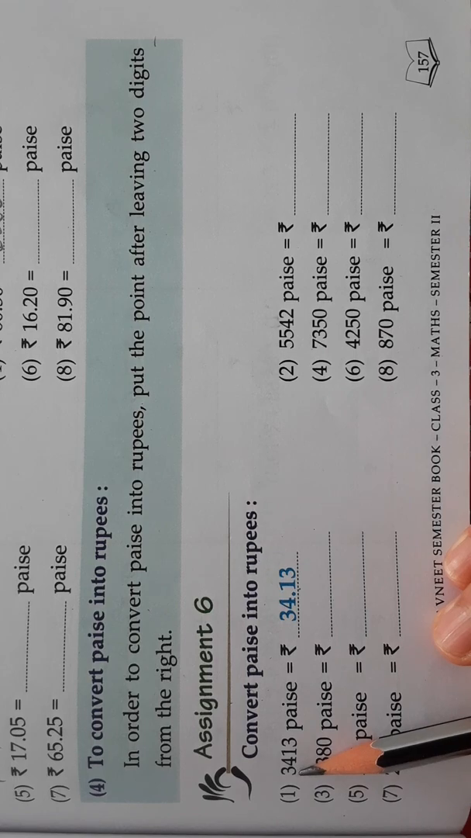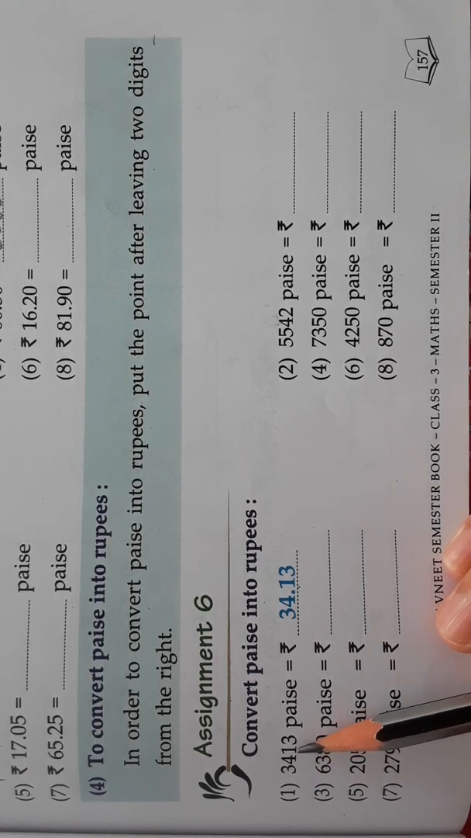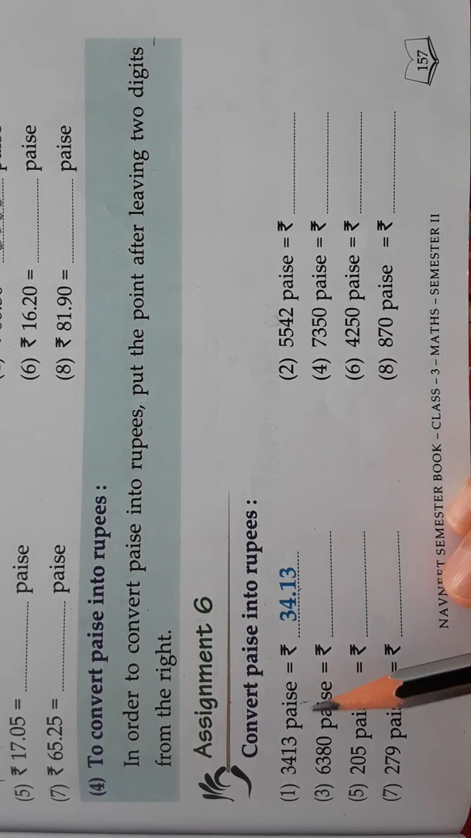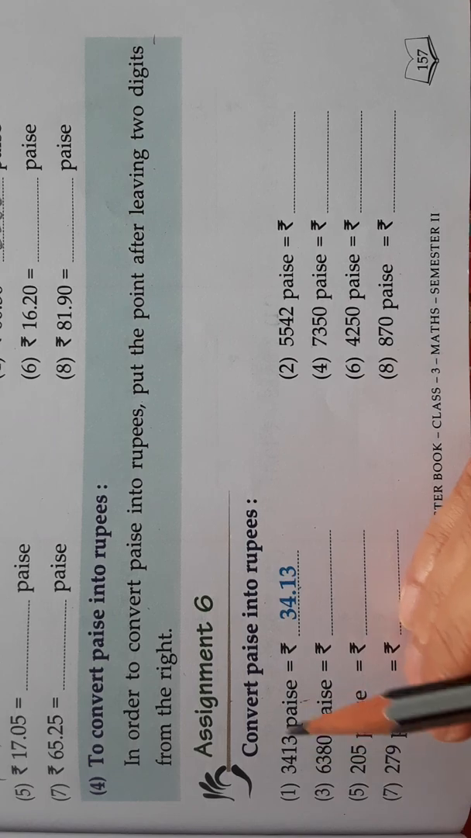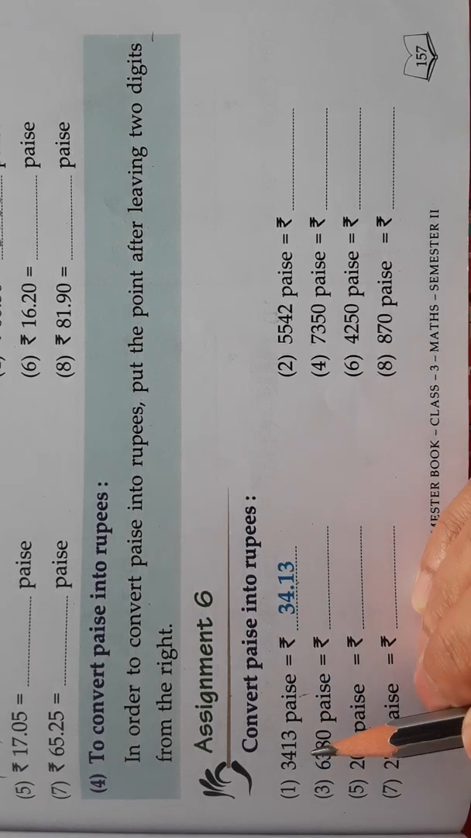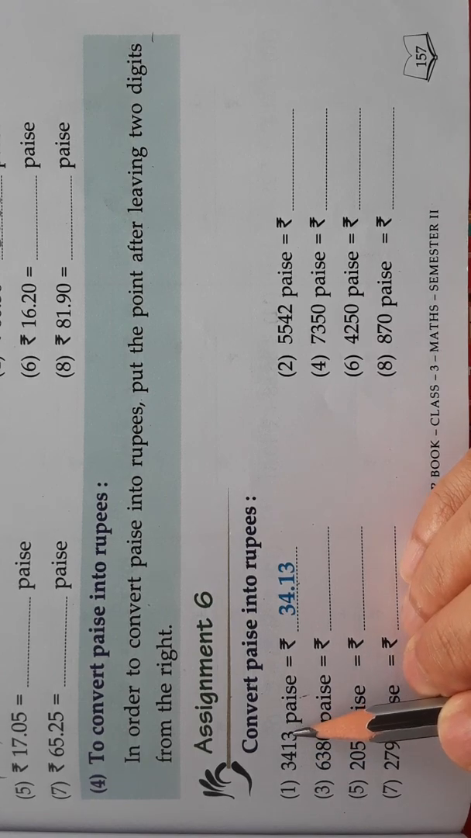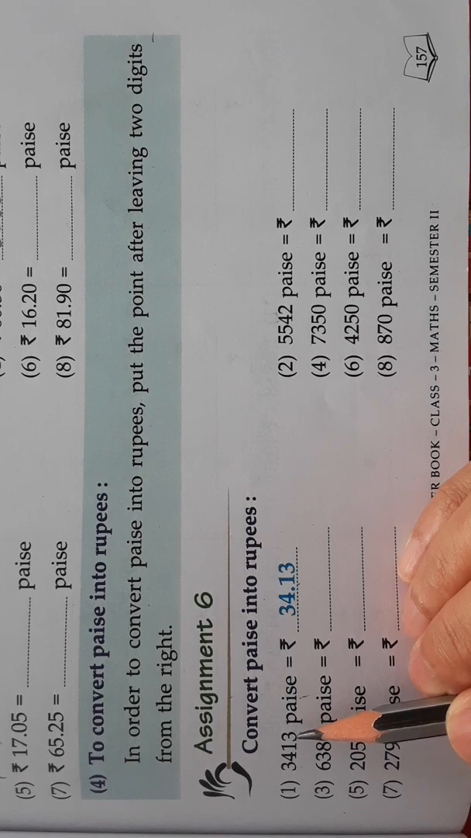See here, 3,413 paise. How to convert this paise into rupees? What we should do? We should put a point. Where we should put a point? See, after leaving 2 digits from right. Right means from this side to this side. Understood children? So, we are leaving 2 numbers.